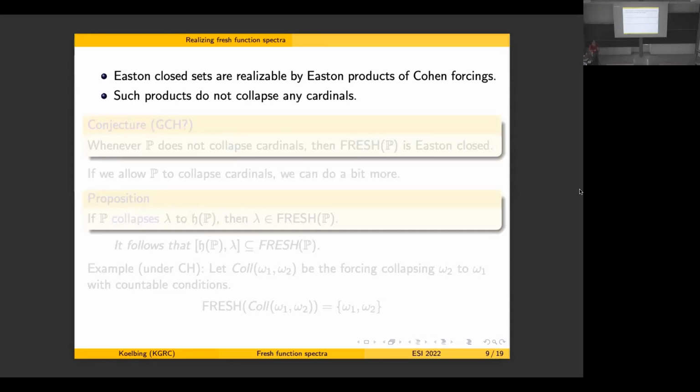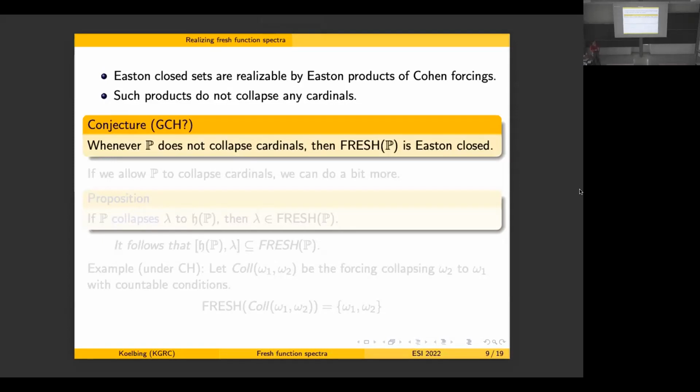And these products do not collapse cardinals. Therefore we conjecture that if P does not collapse cardinals, then its fresh function spectrum is always Easton closed.